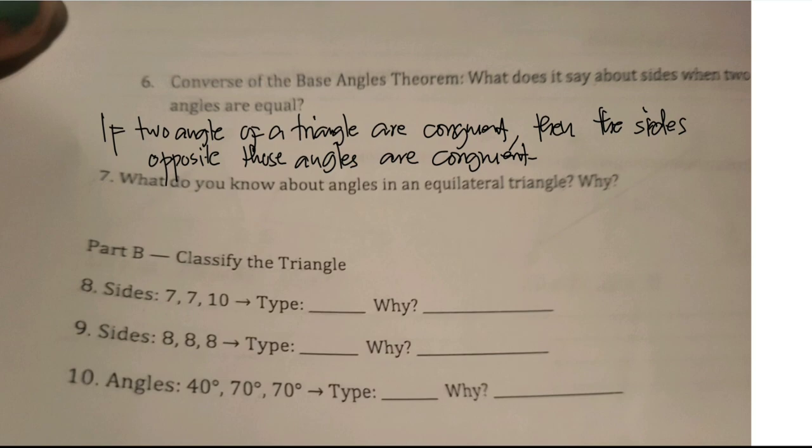Because the original base angles theorem says if two sides of a triangle are congruent, then the angles opposite them are congruent. So this is the converse. You just switch. If two angles of a triangle are congruent, the sides opposite are congruent.